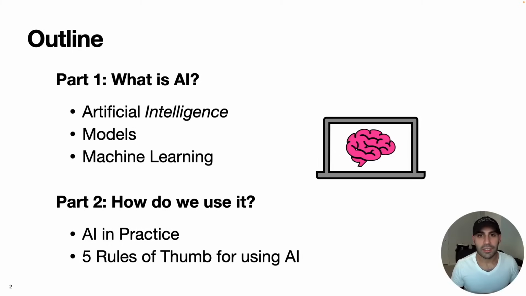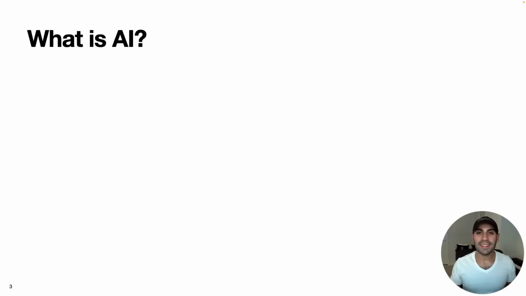So once we have a good understanding of what all these terms mean, we can turn to part two and figure out how we can actually use these technologies. I'll give a concrete example of what AI might look like in practice. Then I'll share 5 rules of thumb that I like to use when thinking about how and when to use AI in practice. Starting from the top, what is AI?